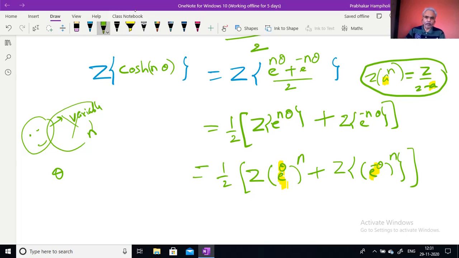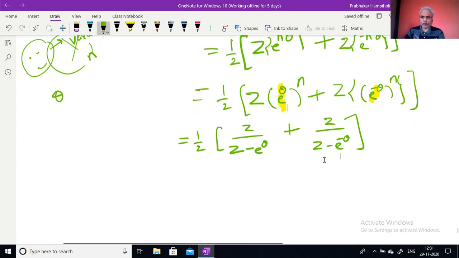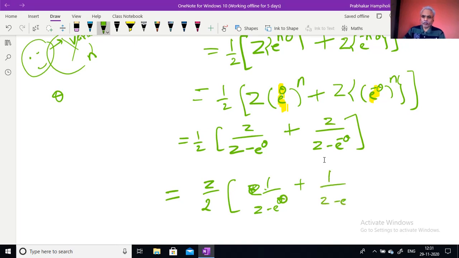So here we go, half of, this is Z by Z minus a. Here a is e raised to theta, and here Z by Z minus, again a is e raised to minus theta. So now we have converted into Z language. What remains is just algebraic simplification. I can drag this Z out. So Z by 2, and it looks like this now: 1 upon Z minus e raised to theta plus 1 upon Z minus e raised to minus theta.